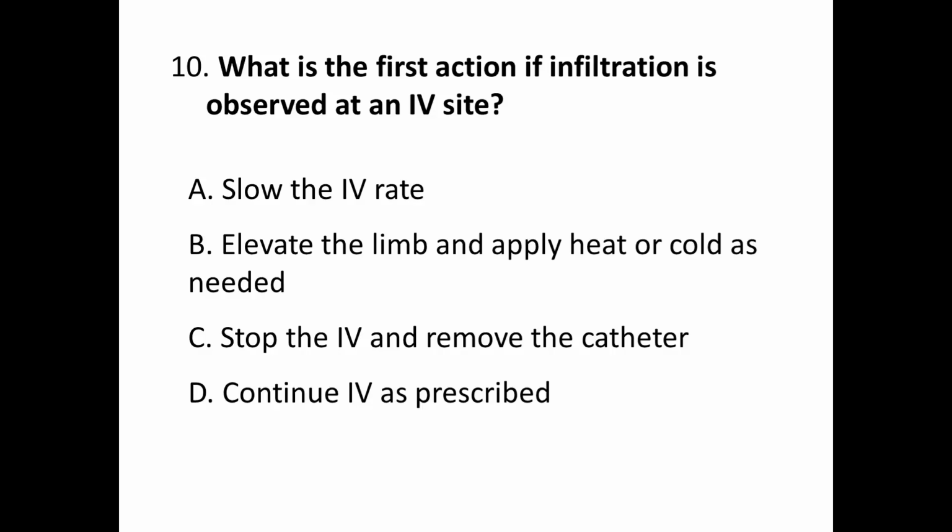Question number 10, what is the first action if infiltration is observed at an IV site? Is it A, slow the IV rate, B, elevate the limb and apply heat or cold as needed, C, stop the IV and remove the catheter, or D, continue IV as prescribed? And the answer is C, to stop the IV and remove the catheter.